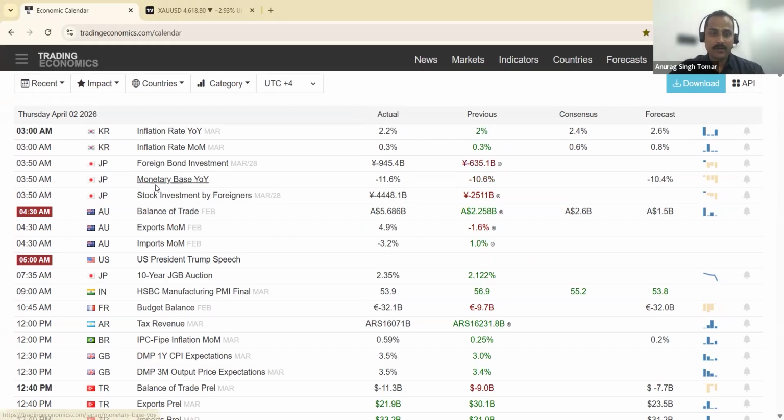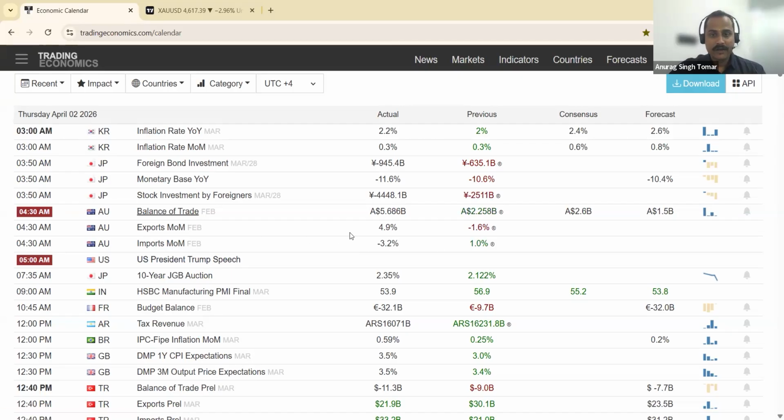Okay. Then stock investment by foreigners. Previously it was negative 2511. Right now it is negative 4448. What does that mean, right? So those who have invested in the riskier assets of Japan, or the Japanese companies' stock market, those foreign investors have withdrawn their profit, right? So they have taken their money out of the Japanese economy.